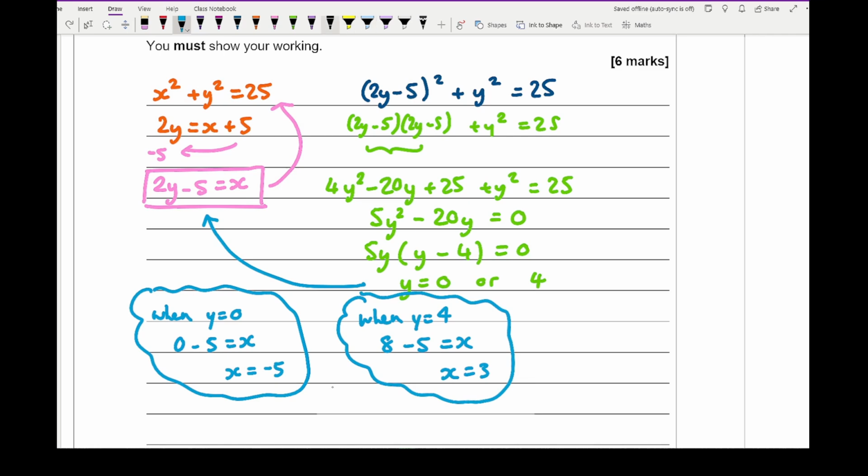And so all I now need to do is just write down the answers. And remember that if you are writing your answers as coordinates, you do not get the x and the y values muddled up. So then the solution, or the intersection points, are going to be 3, 4 and minus 5, 0. There we go for that one.